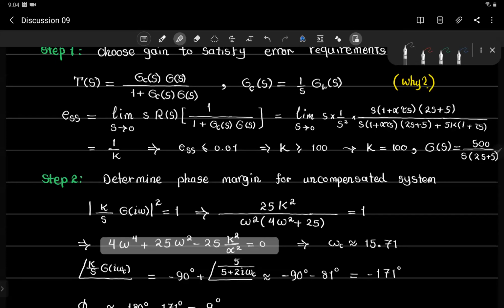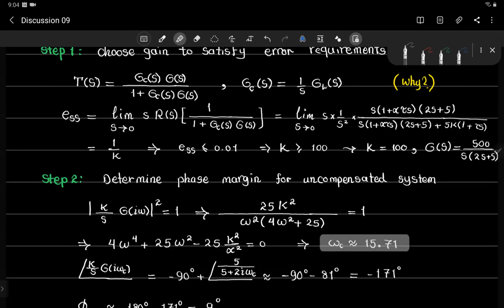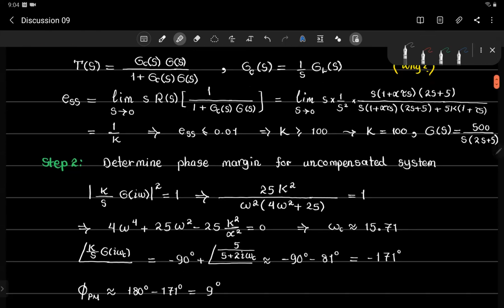Recall that in the lecture, Dr. Marco solved the equation using Newton iterations. Either way, we get that the frequency is going to be 15.7 radians per second. This is the crossover frequency. Now we compute the phase at that frequency. The phase of this transfer function is just the phase of its factors. We have negative 90, that's the phase of the pole at the origin, and then the phase of the first order pole, negative 81 degrees, so a total of negative 171 degrees.